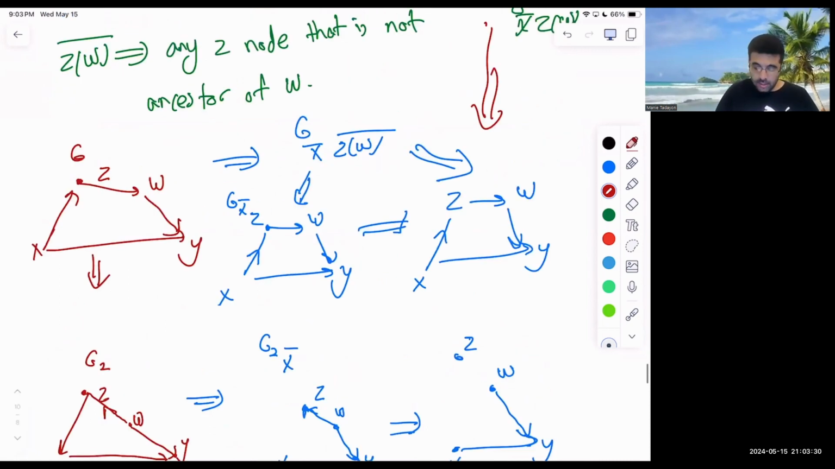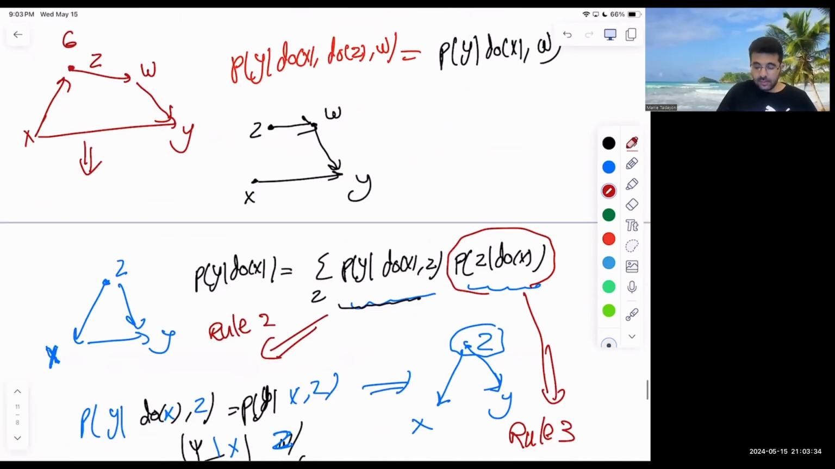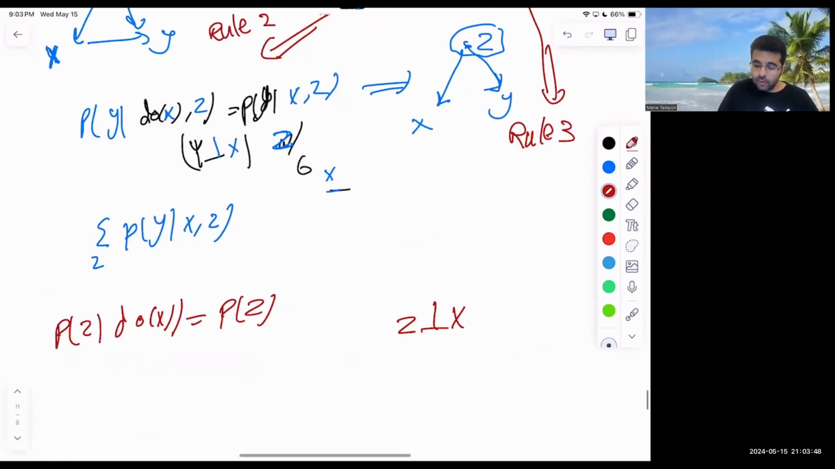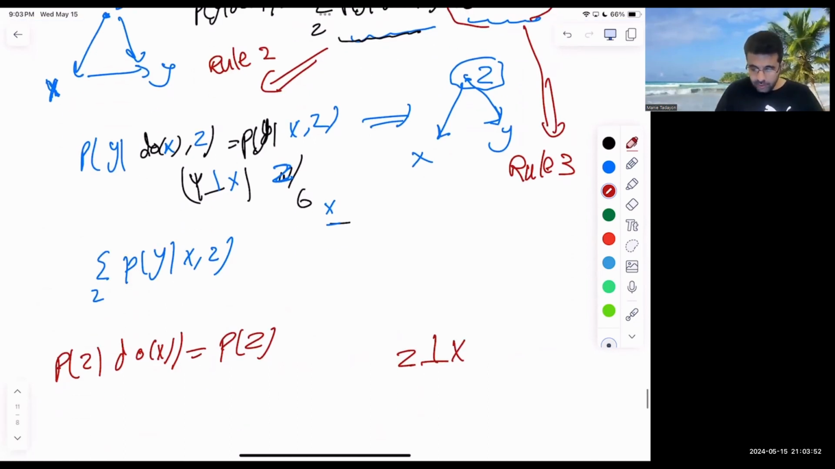So here z would be independent of x. In what graph? I will specify this later, in the graph g, and I'll go over it for you to see this, so that after doing this multiple times you get really familiar. Remember, we are doing the do on x. So this part is whatever we are doing do on, and this part is whatever we are getting rid of.